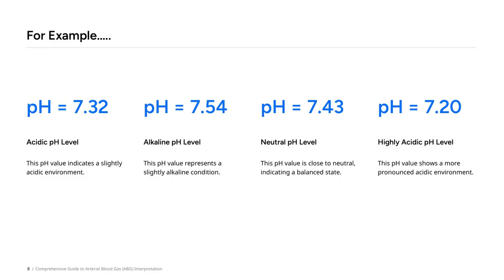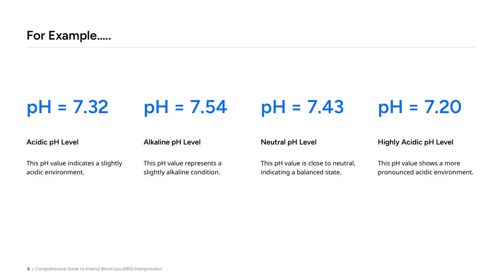Let's take a closer look at some examples of pH levels to understand what they tell us about the blood's acidity or alkalinity. First, we see a highly acidic pH level, which in this case is 7.2. This value indicates a more pronounced acidic environment in the blood. Such a low pH can be a sign of underlying issues like metabolic acidosis or respiratory failure, so it's important to recognize this as a significant deviation from normal.